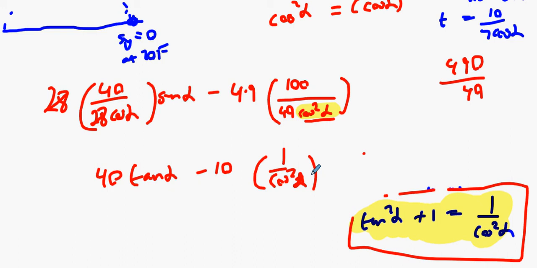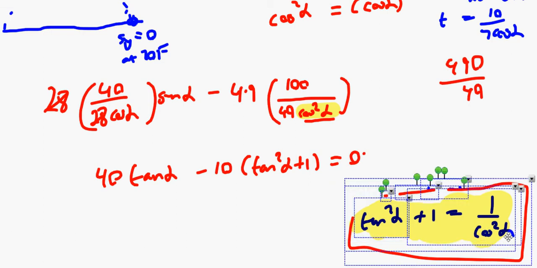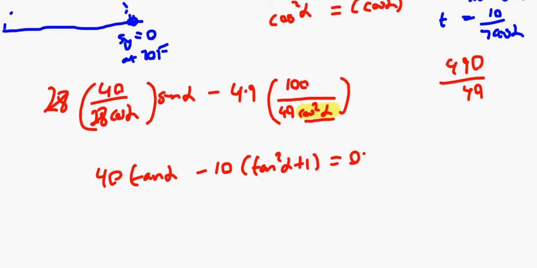So what's 1 over cos squared alpha? What can I swap that out for? Yeah, tan squared plus 1. How many variables am I down to now? 1. Exactly. Now down to 1 variable, which is great. And that should equal 0. Now, let's multiply this out. And we should get minus 10 tan squared alpha minus 10 plus 40 tan alpha equals 0.